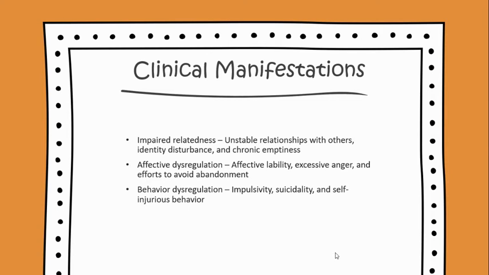Clinical manifestations. This includes impaired relatedness, which are unstable relationships with others, identity disturbance, and chronic emptiness. Affective dysregulation: affective lability, excessive anger, and efforts to avoid abandonment. Or behavior dysregulation, which includes impulsivity, suicidality, and self-injurious behaviors.